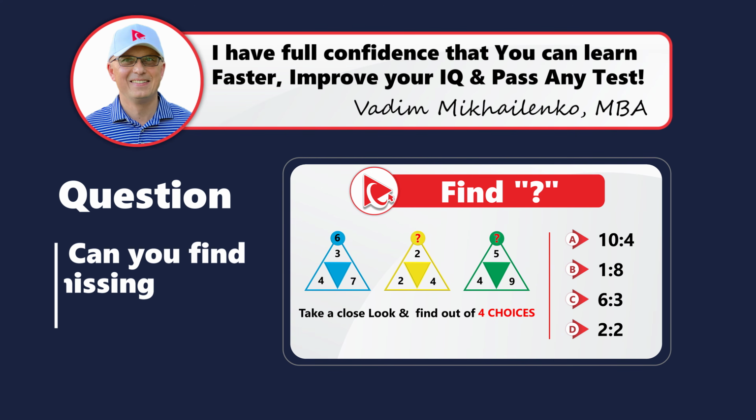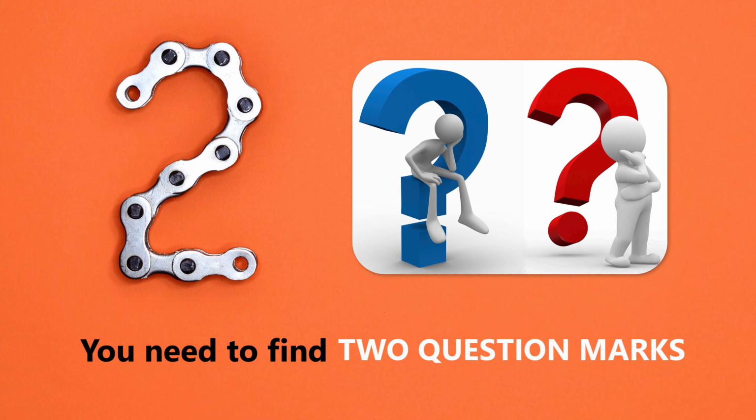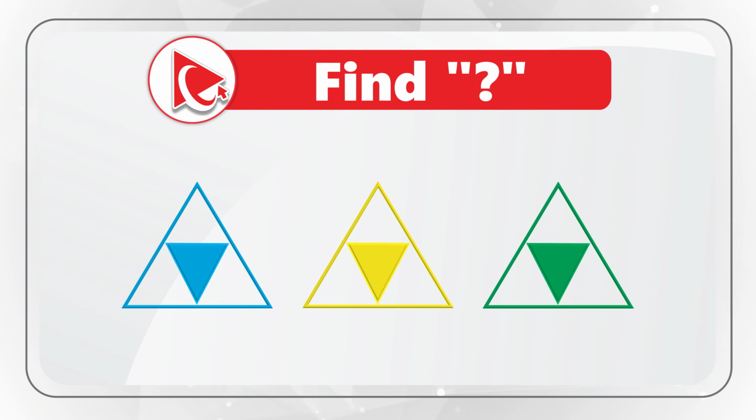Here's an absolutely phenomenal question, and it's absolutely not obvious how to solve it. Instead of one question mark, you need to find 2 question marks. You're presented with 3 triangles. All triangles have a circle on the top.